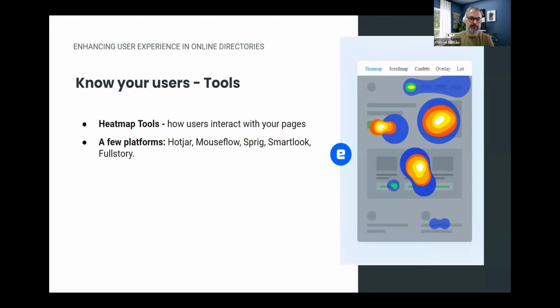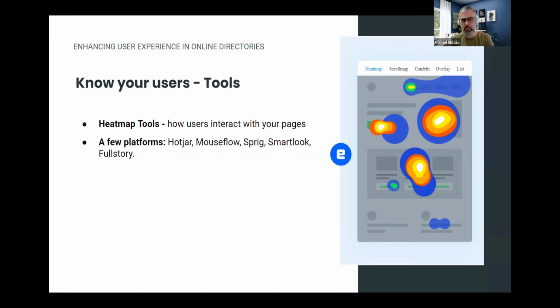Another one, which is a special tool, is something called heat maps. So heat maps, as the name implies, show you exactly how users are interacting with your web pages. These tools visualize where users are clicking, scrolling, or spending their time. And by analyzing heat maps, you can see if your design elements are working as intended.